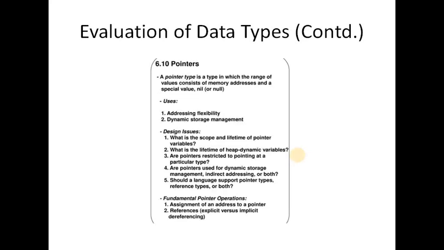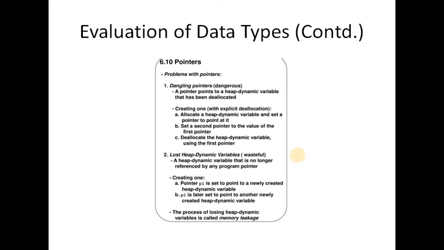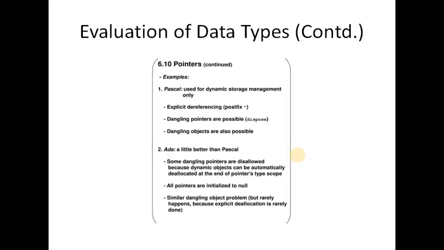So these are the design issues of pointers. What is the scope and lifetime of pointer variables? What is the lifetime of heap dynamic variables? Are pointers restricted to pointing to particular types? You can read this one. These are the problems with pointers in previous decades: dangling pointers, lost heap dynamic variables, and creating one another.